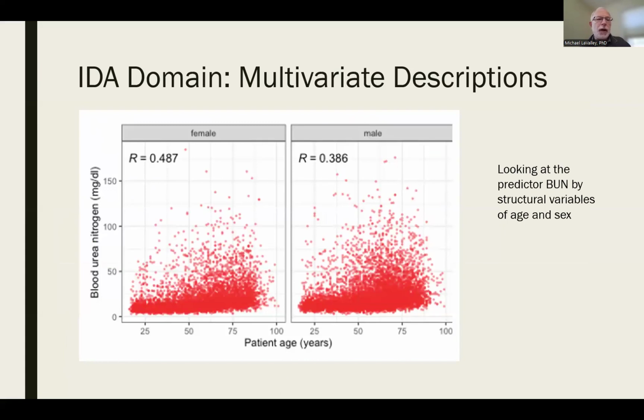So this is just one example from that paper where they were looking at the BUN values. Yeah, so they're using the structural variables of age and sex, which again have no missingness, to look at the distribution of this particular continuous measure to see if there are things they need to address.